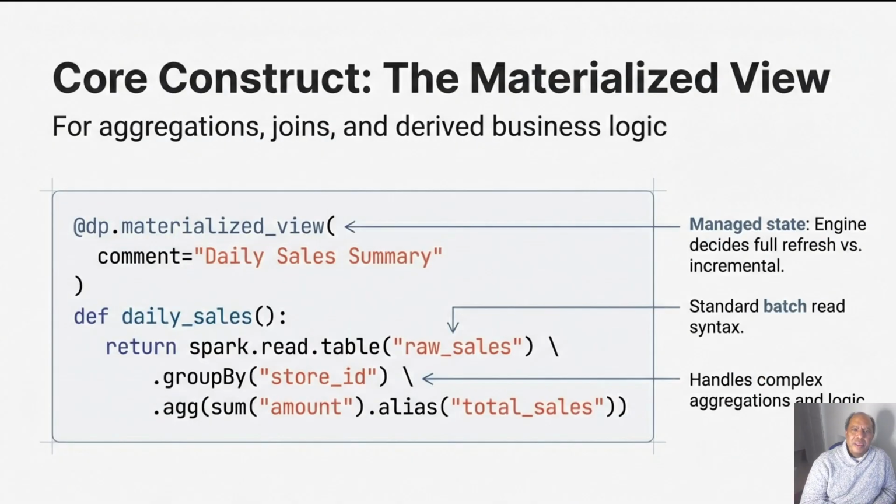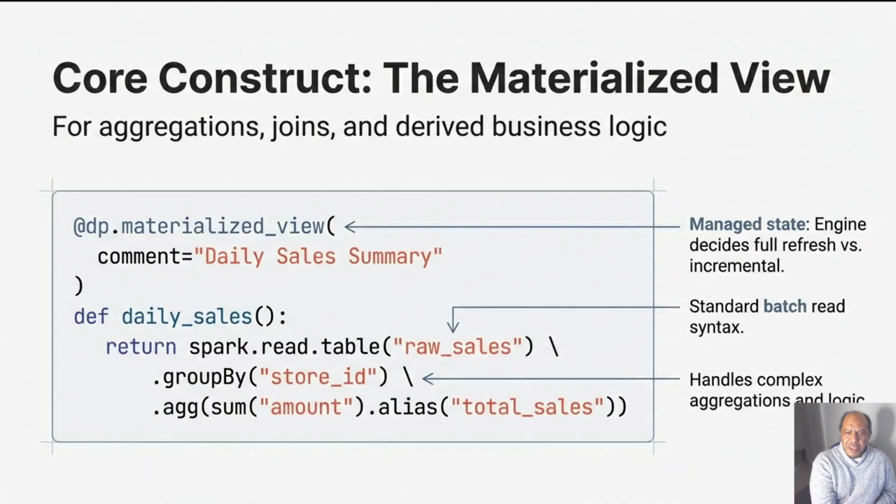Now let us look at materialized views, which are used for aggregations, joins, and derived business logic. In this example, we are creating a daily sales summary. Notice the @dp.materialized_view decorator. This tells the engine we want a table that is periodically refreshed with the computed result.